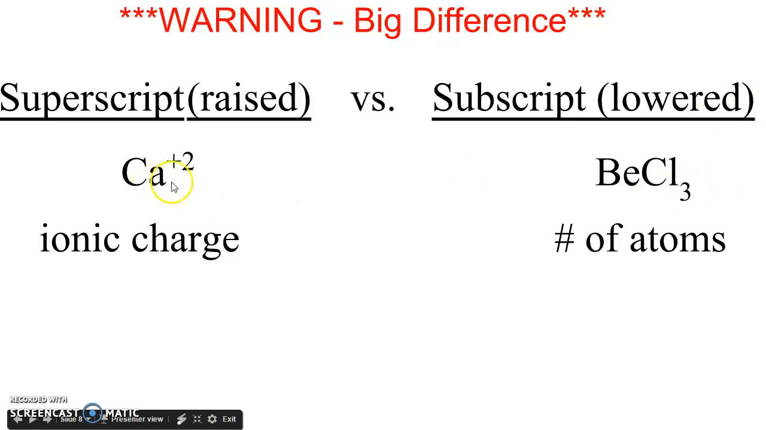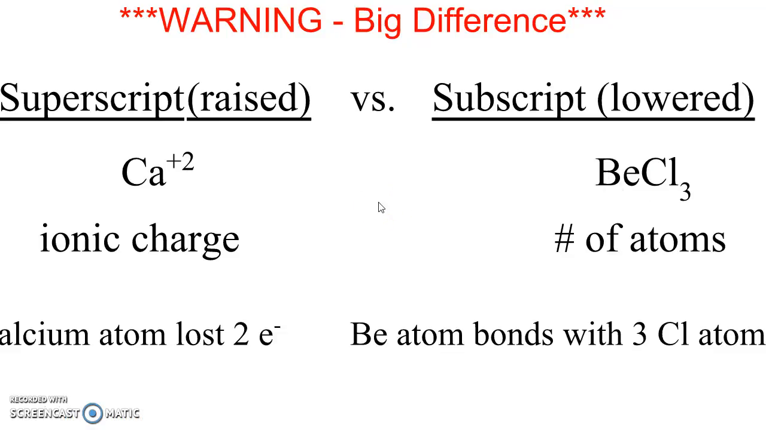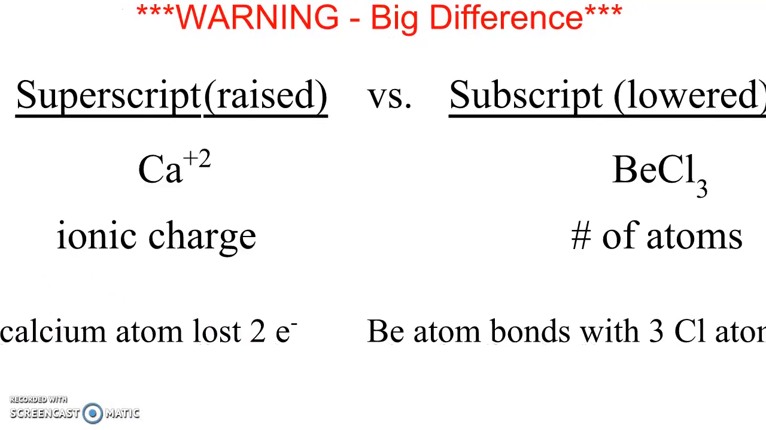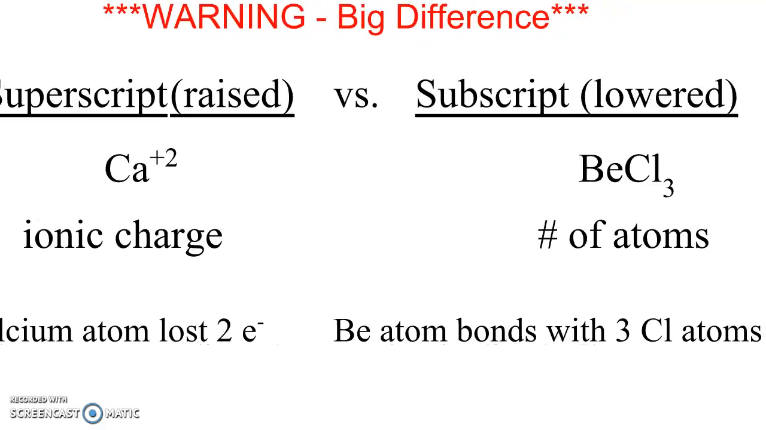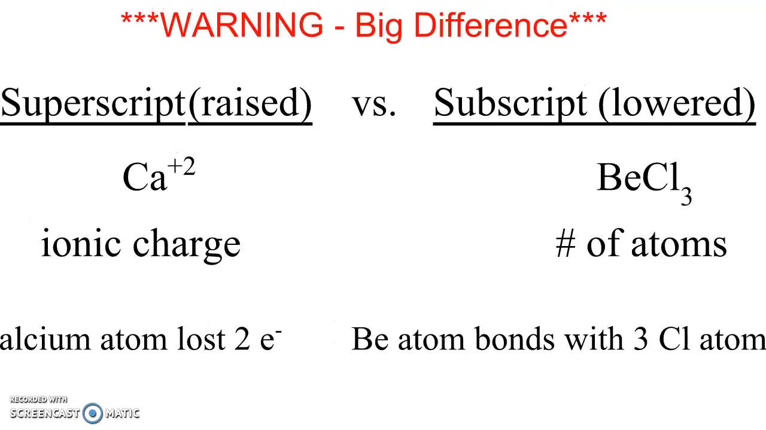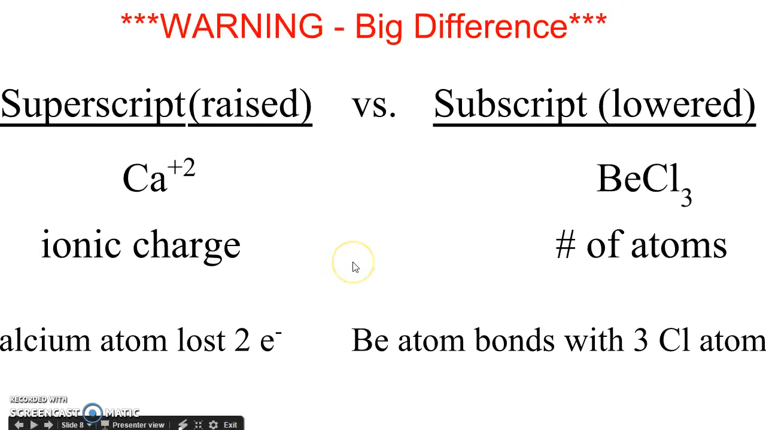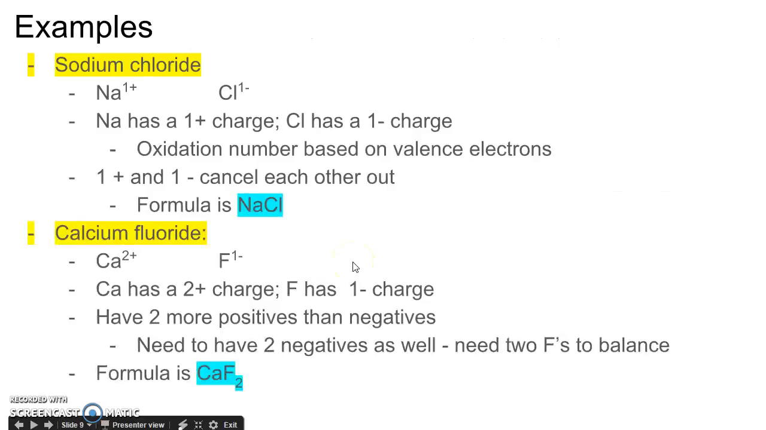So this tells me that the charge of calcium is a 2+. This tells me that I have 3 chlorine atoms bonded to 1 atom of beryllium. So superscripts and subscripts tell you 2 totally different things. This tells me that calcium has lost electrons. And this over here tells me that the beryllium atom bonds with 3 chlorine atoms. So you need to make sure and use superscripts and subscripts correctly. So just a little bit of warning.